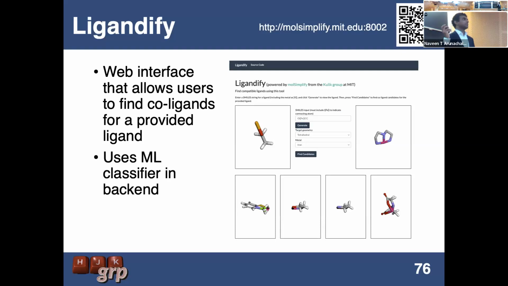So for Ligandify, this QR code links to the live website. And the interface allows users to find coligands for a provided ligand and uses a machine learning classifier in the backend, which I've described previously.